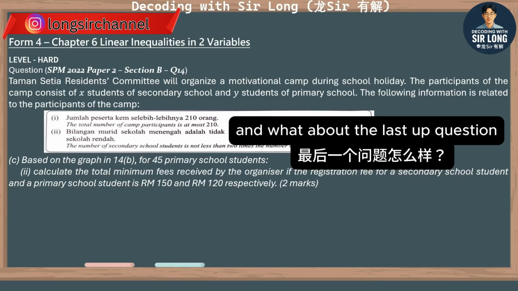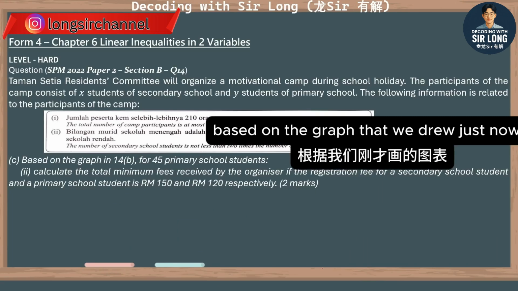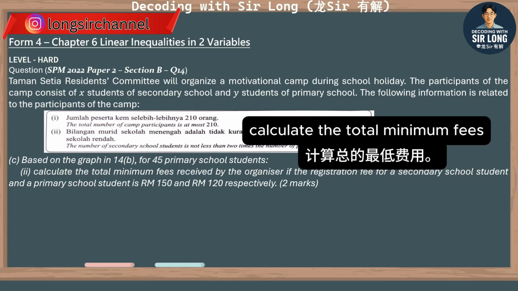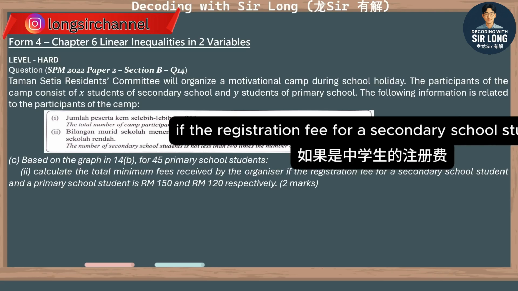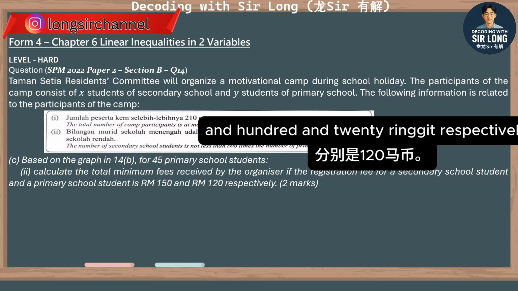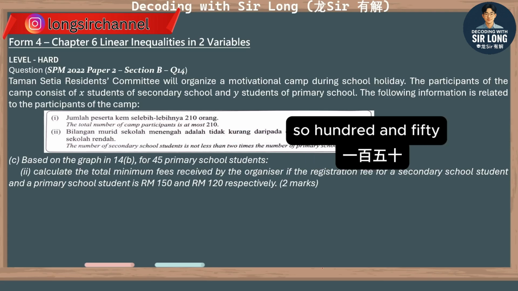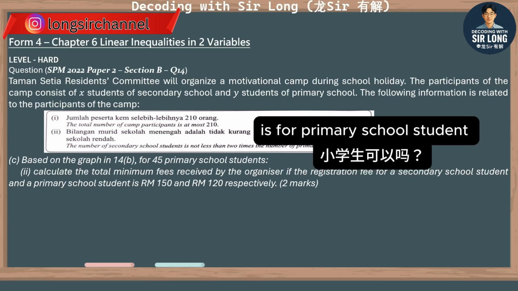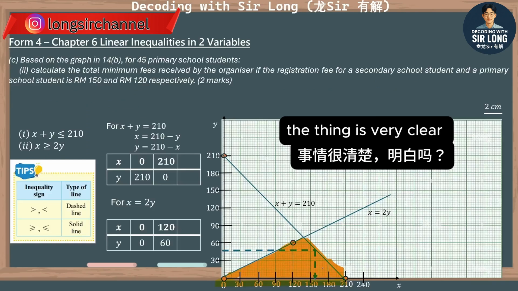And what about the last sub question? Based on the graph that we drew just now, for 45 primary school students, calculate the total minimum fees received by the organizer if the registration fee for a secondary school student and a primary school student is 150 ringgit and 120 ringgit respectively. So 150 ringgit is for secondary school student, 120 ringgit is for primary school student. The thing is very clear.